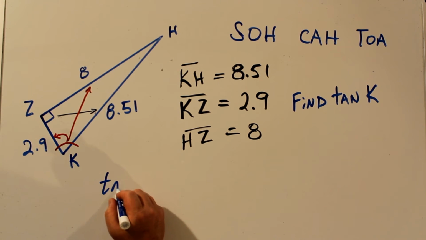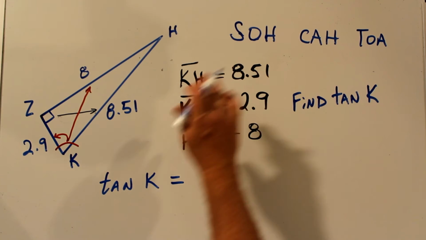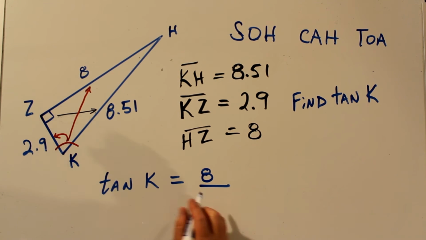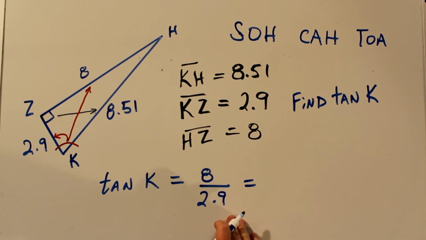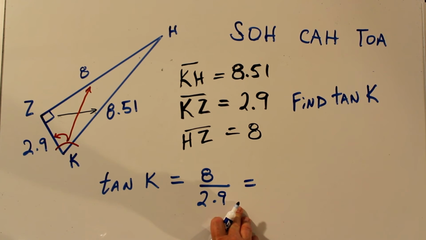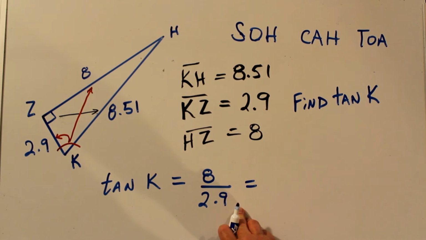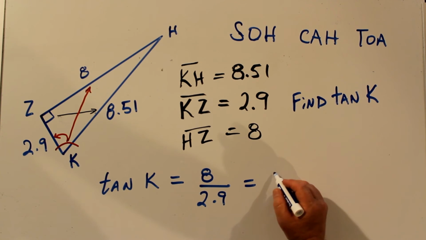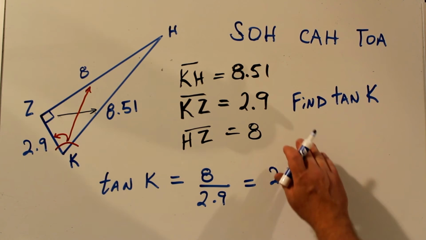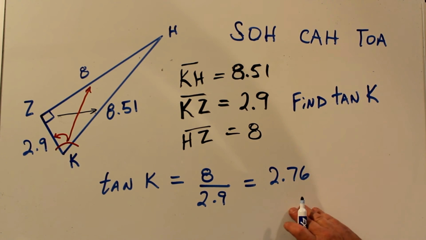Tangent of angle K equals opposite over adjacent. Opposite angle K is 8. Adjacent to angle K is 2.9. And now using a calculator, we can figure out this ratio. 8 divided by 2.9 is 2.7586. And rounded to two decimal places, we'll call it 2.76. So the tangent of angle K is 2.76. That's how you can use the sides of a right triangle to find the tangent.